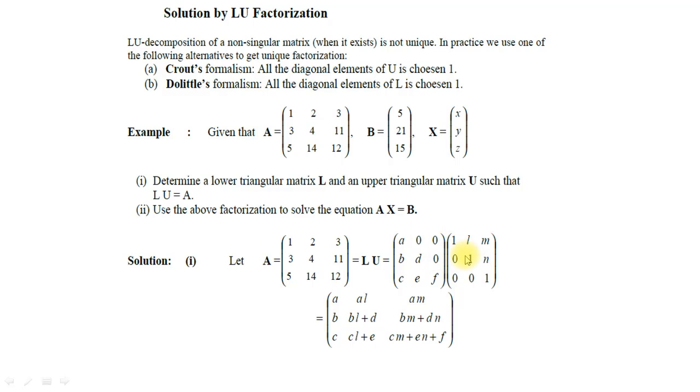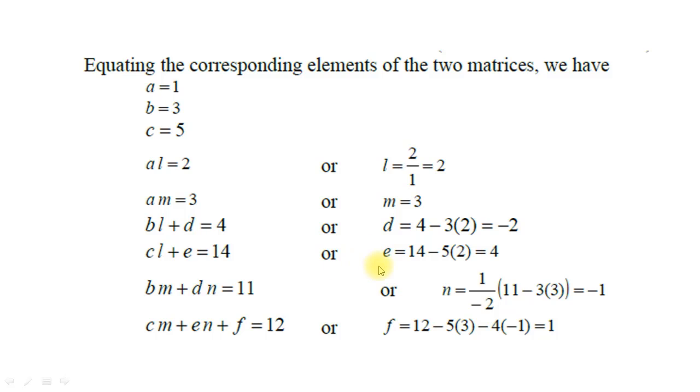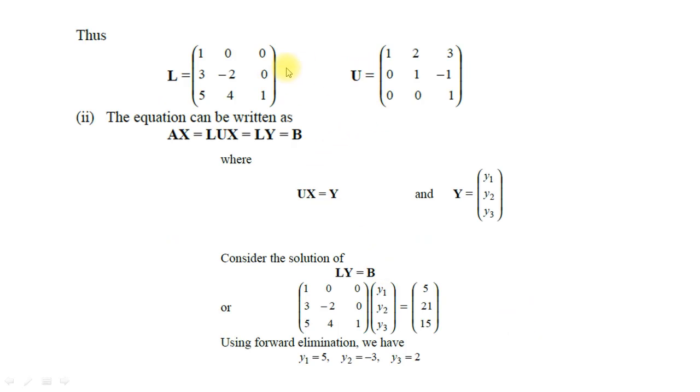By multiplying these two matrices, we obtain a single square matrix like this matrix A. By comparing the corresponding elements we can find the unknowns, and after that we can find the lower triangular matrix and upper triangular matrix like you see here. When we find the lower and upper triangular matrices, then find the Y matrix using matrix L and matrix B. When we obtain the Y matrix, then using the relation UX is equal to Y, putting the values of the upper triangular matrix and Y matrix, we can find the X matrix.